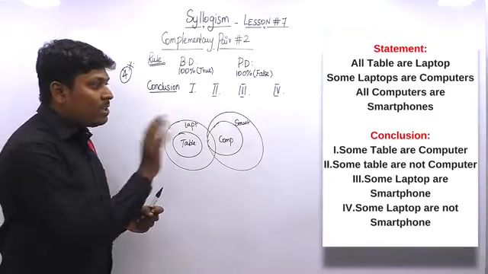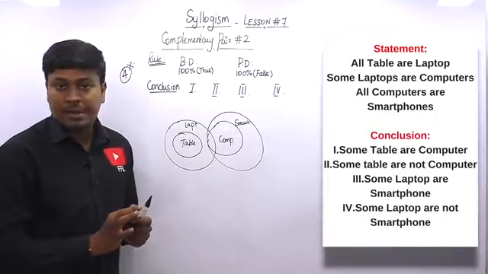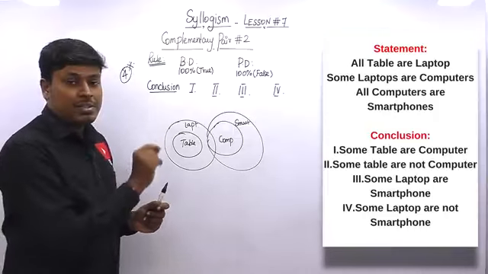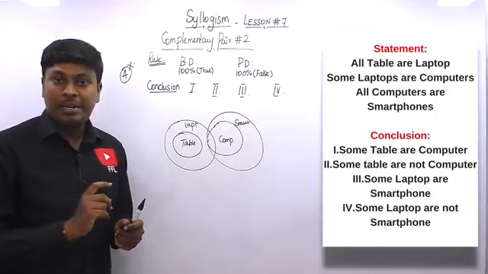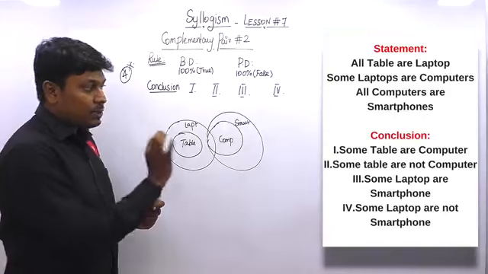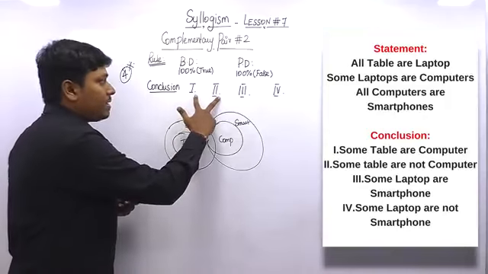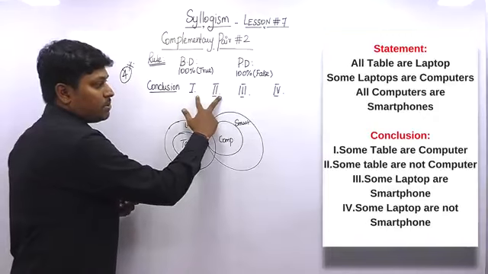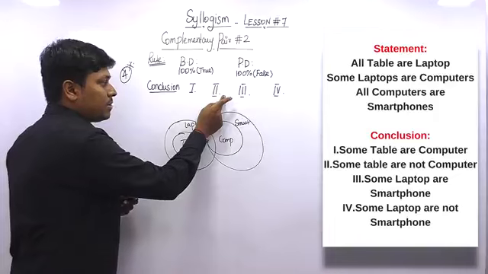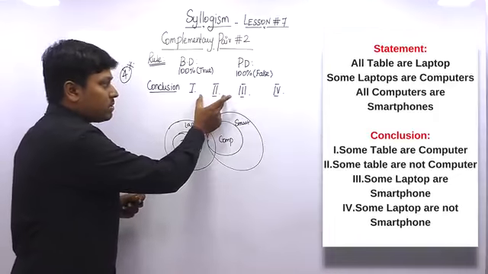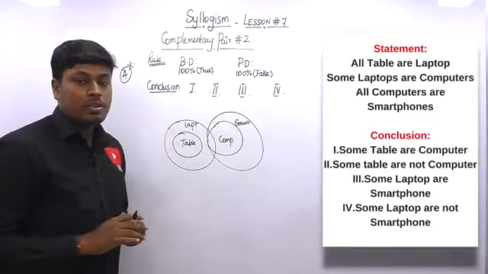So by seeing all the 4 conclusions, we can say that the first 2 conclusions look like a complementary pair. Similarly, the next 2 conclusions, that is conclusion number 3 and conclusion number 4, are another complementary pair. So remember that, let's do one thing. First let's concentrate on the first complementary pair, conclusion number 1 and conclusion number 2. Conclusion number 1, some tables are computers. Conclusion number 2, some tables are not computers. So you need to concentrate on the second conclusion, some tables are not computers.